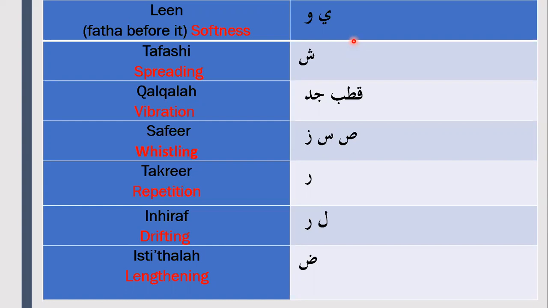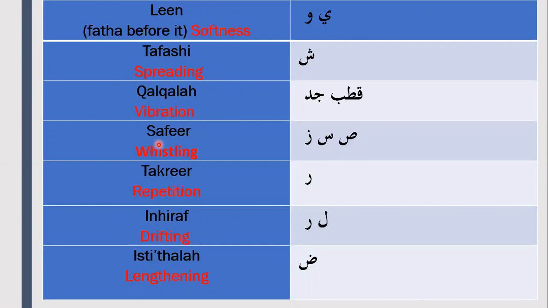The first category is lean, which means softness. This consists of two letters, the ya and the waw. Then we will speak about the fashi, which applies only to the letter sheen. We have then qalqala, which is the last category, and we'll make a separate video for qalqala.